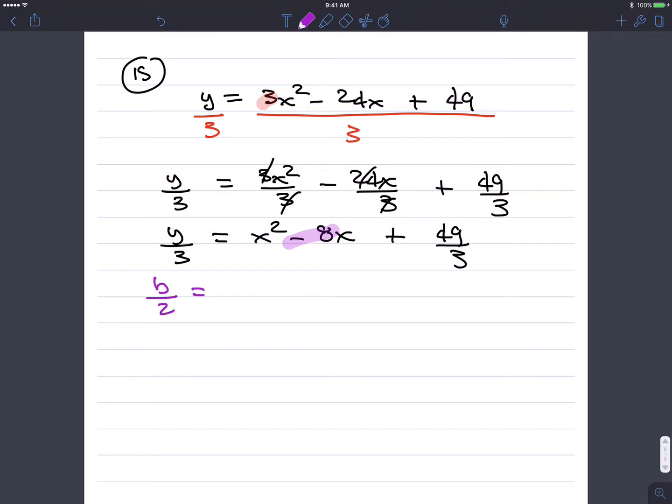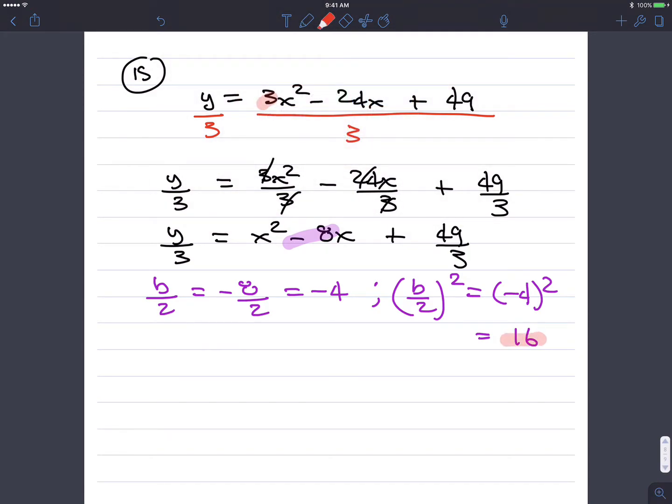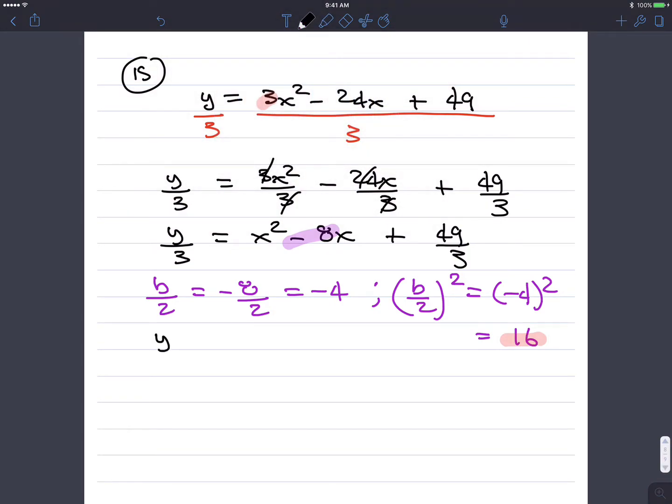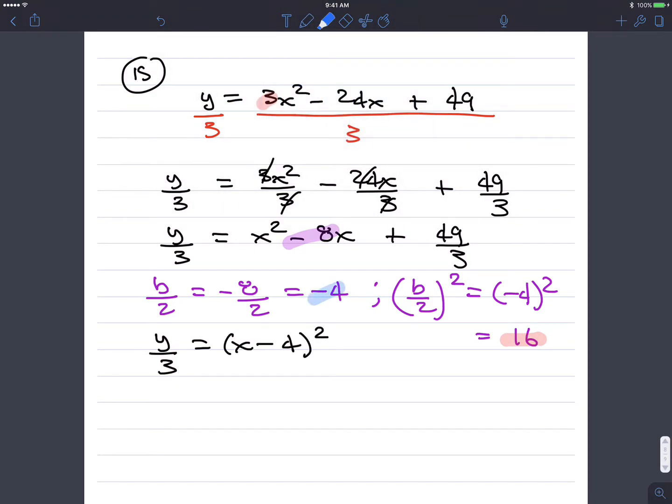b over 2, -8 over 2, which is -4. b over 2 squared is -4 squared, which is positive 16. We're going to use this number immediately. So let's kind of minimize the colors. We have y over 3 is x minus 4 squared. Remember this? That's the value we put in our parentheses because we're going to factor.